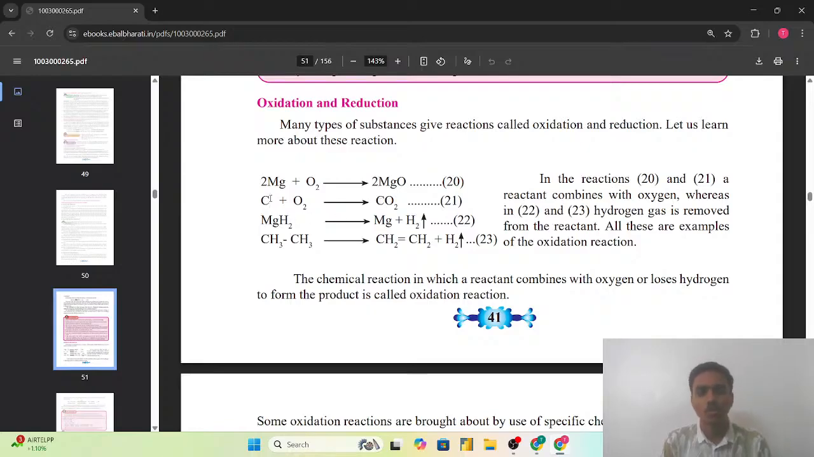Next reaction is carbon with O2 forms CO2. This is also a very common and basic reaction. That is, when carbon reacts with the oxygen molecule, it leads to the formation of carbon dioxide compound.